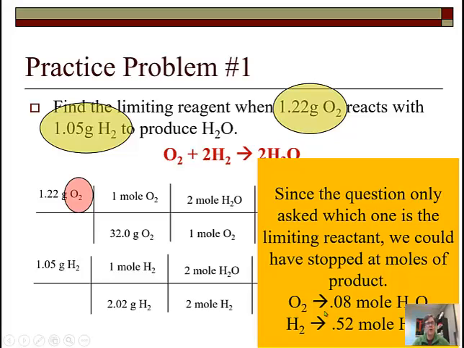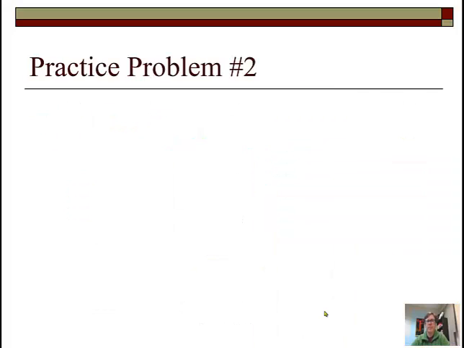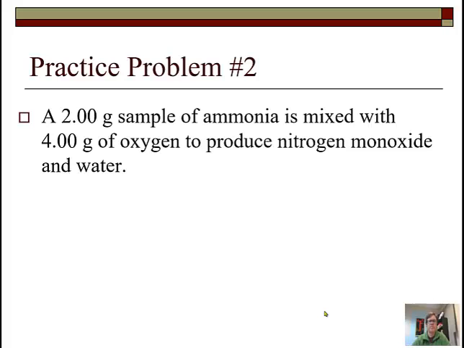So when you're doing problems like this, if they ask what's the limiting reactant, stop at moles. You don't need to do that. But if they're asking how much is being produced, then you do want to go to grams, because when we're asking how much, we're asking grams, not moles. All right, let's try another practice problem here.